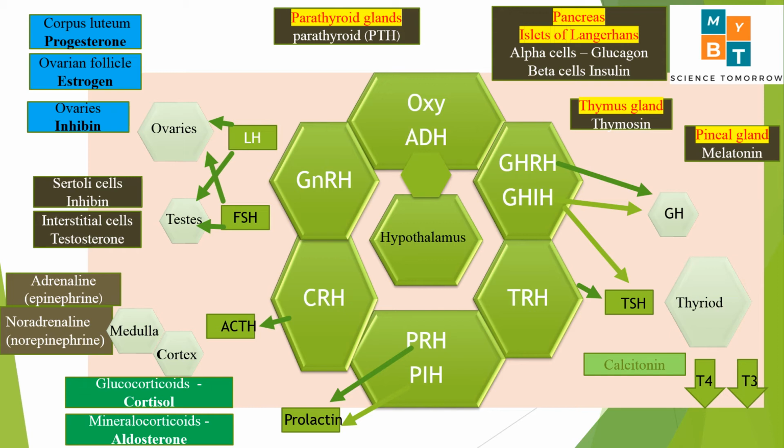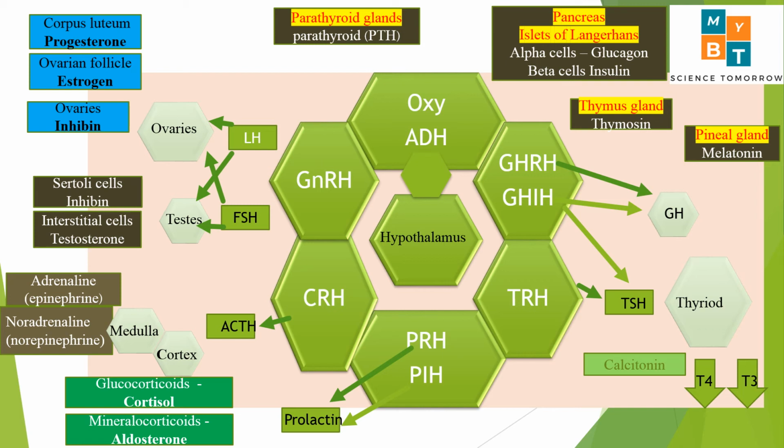And when we consider growth hormone, the hypothalamus will secrete growth hormone releasing hormone, which increases growth hormone from the anterior pituitary, and growth hormone inhibitory hormone, which inhibits both growth hormone and thyroid stimulating hormone also. So keep remembering those things.